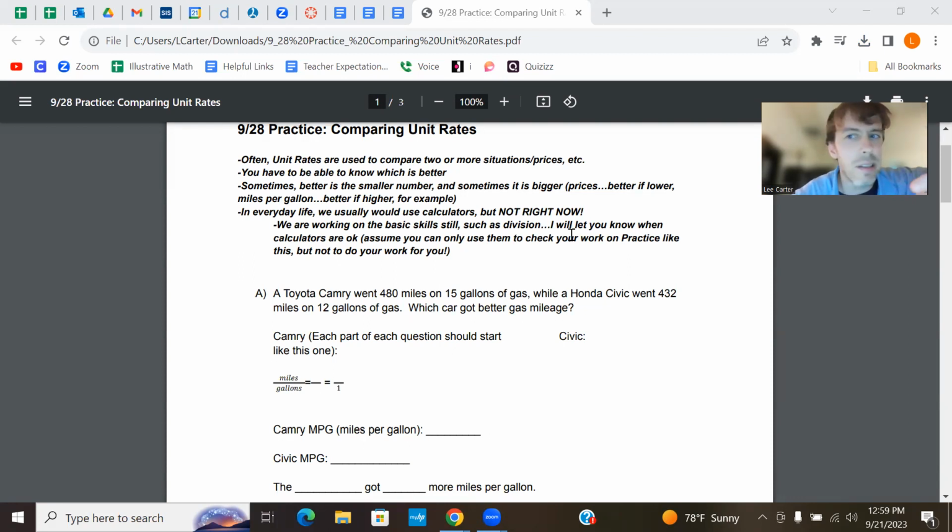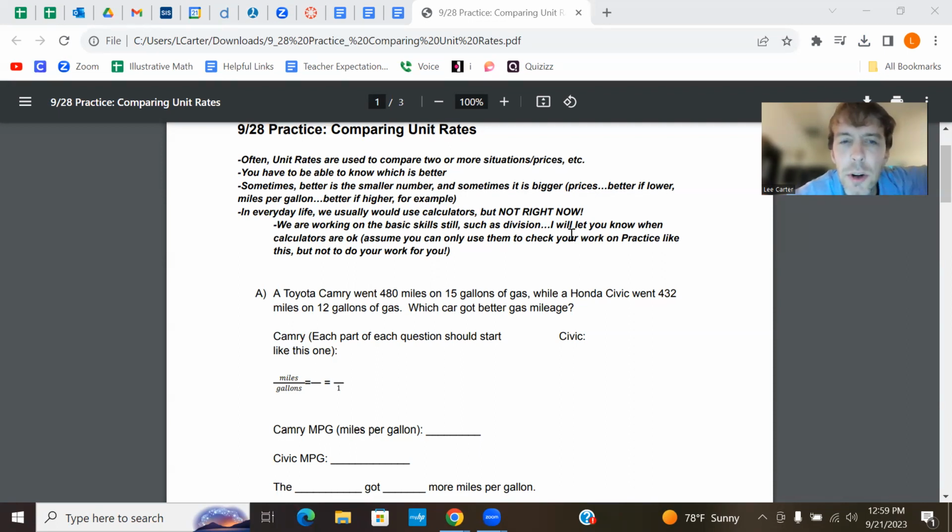But in some cases, the better is the higher number. So in gas mileage, the car that has a higher number of miles per gallon, that's better, right? Because it'll go further on your money, right? If you're talking about how much you get paid, your dollars per hour, a higher number is better, right? And so in certain situations, when comparing the two, it just depends on the situation and you kind of have to understand the different situations. Okay. So that's kind of what we're going to work on a little bit today.